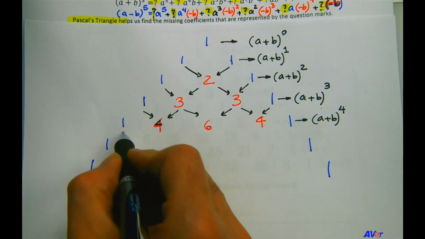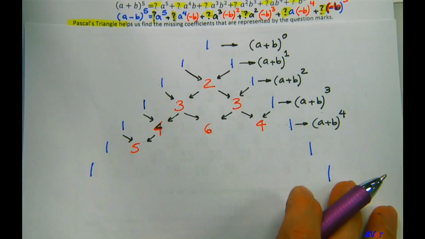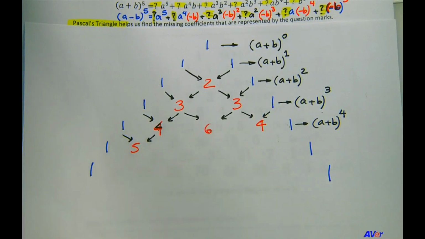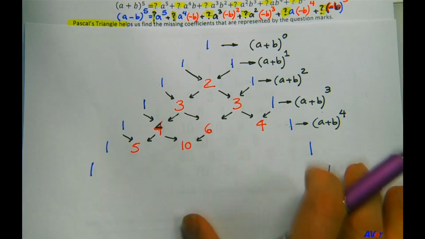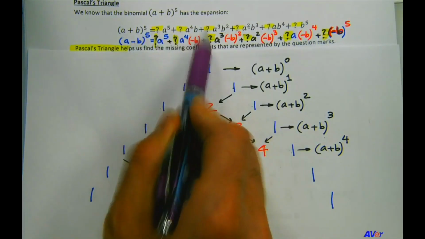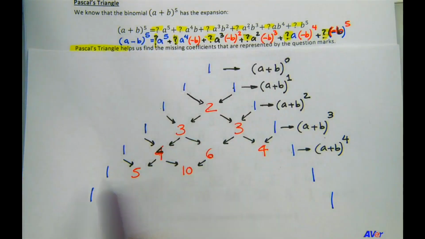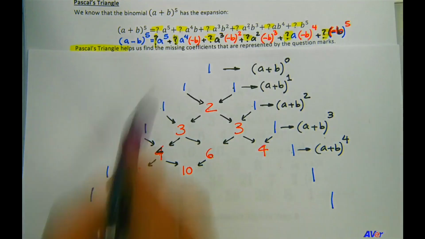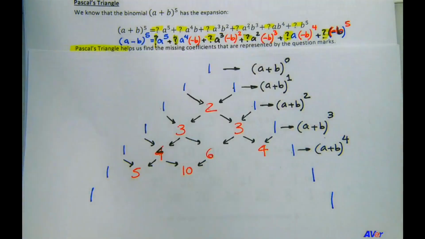How about the next row? Well, 1 plus 4 is 5. Okay? 4 plus 6, 10. Do you know what we're doing? We're finding those coefficients that I highlighted in yellow. You see the question marks? We don't have those. This is the way to find them. When I get here, we'll know the coefficients for that expression. We'll know all of those question marks, what those numbers are. Okay?